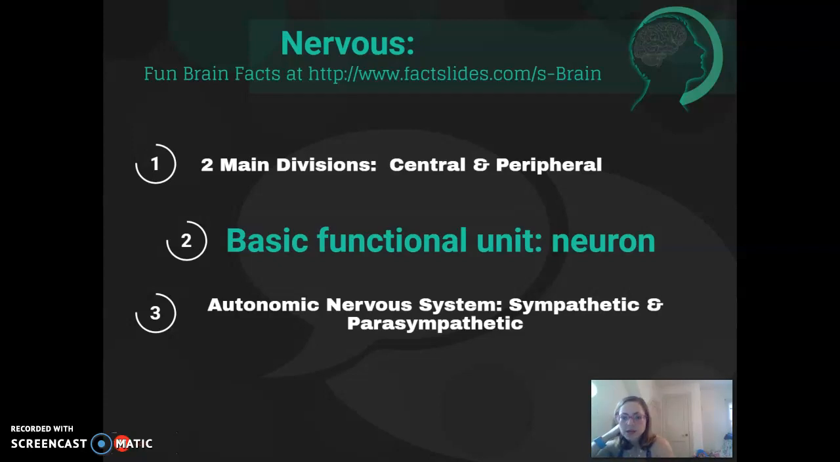So the parasympathetic nervous system calms everything down. So think about sleeping, everything slows down, your breathing, your heart rate slows down, and you relax.